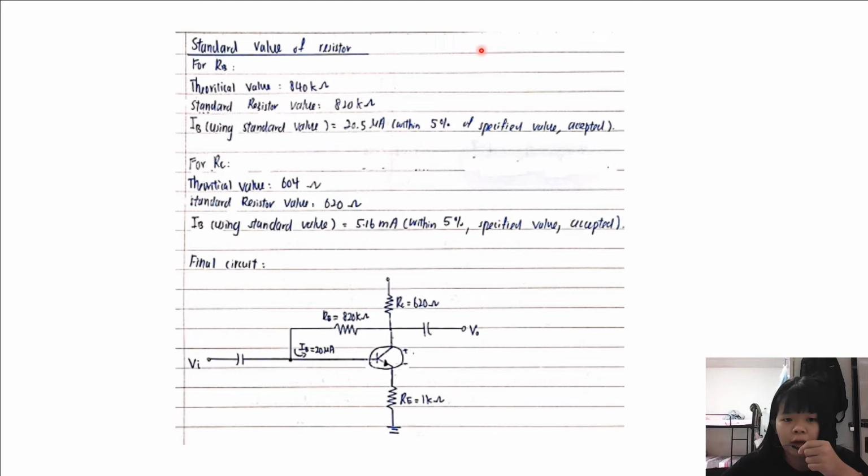For the RC, the theoretical value we get is 604 ohm, and the standard resistor value is 620 ohm. So for the IC, using the standard value, we get 5.16 mA, which is within 5% of the specified value and acceptable. And this is the final circuit for the designed DC voltage feedback bias.